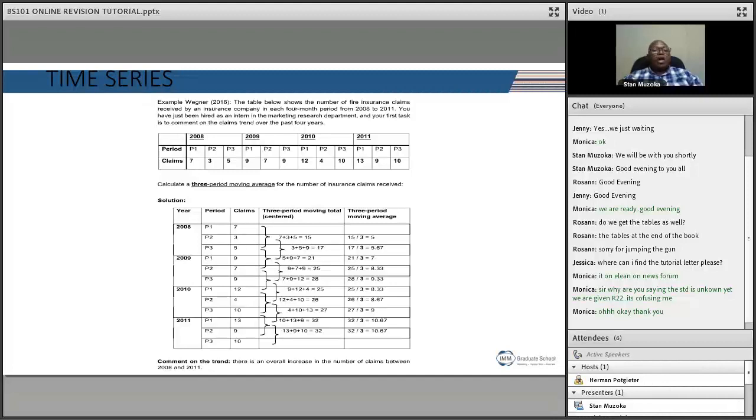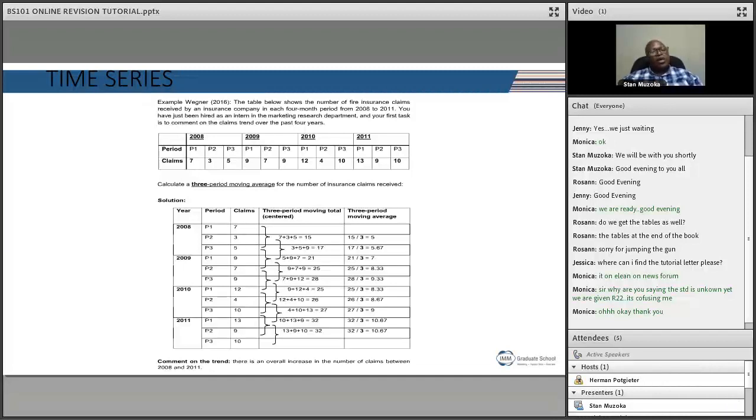To be able to decompose a time series, you may use regression analysis or linear regression, or you may use moving averages. You've got the 3-period, the 4-period, the 5-period, and so on. We want to be looking at the 3-period moving average here. We look at our periods: the year, period 1, period 2, period 3, 2009, period 1, period 2, period 3. Arrange them in that order progressively.